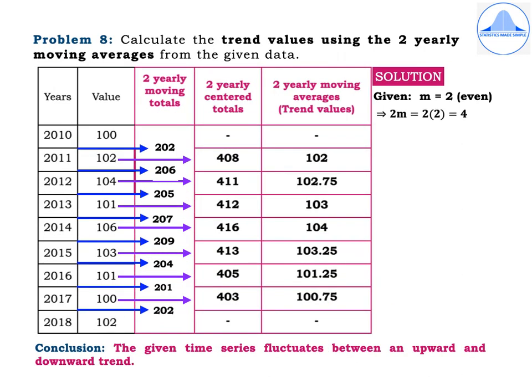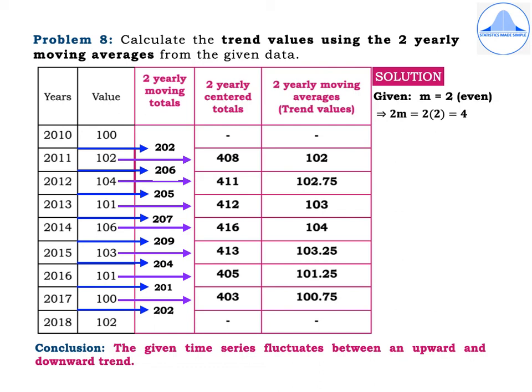Problem 8. Calculate the trend values using the 2 yearly moving averages from the given data. The years are 2010, 2011, 2012 up to 2018, and the corresponding values are 100, 102, 104, 101, 106, 103, 101, 100, 102. Write the solution. Given m equal to 2, which is even, and 2m will be equal to 2 into 2, which is equal to 4.